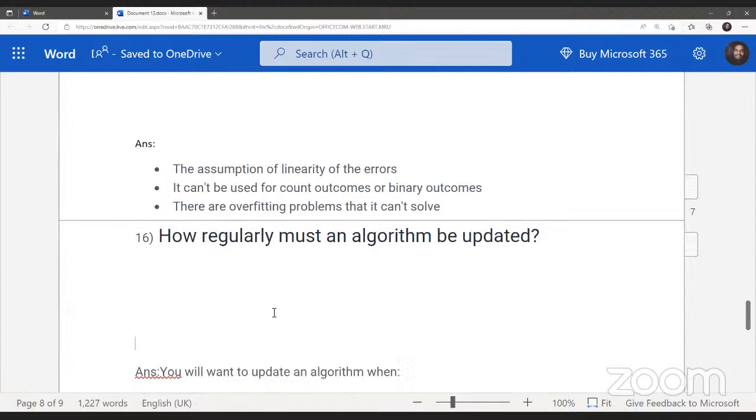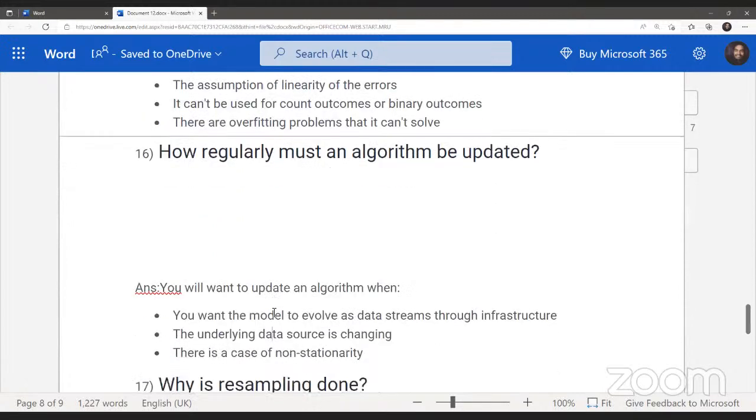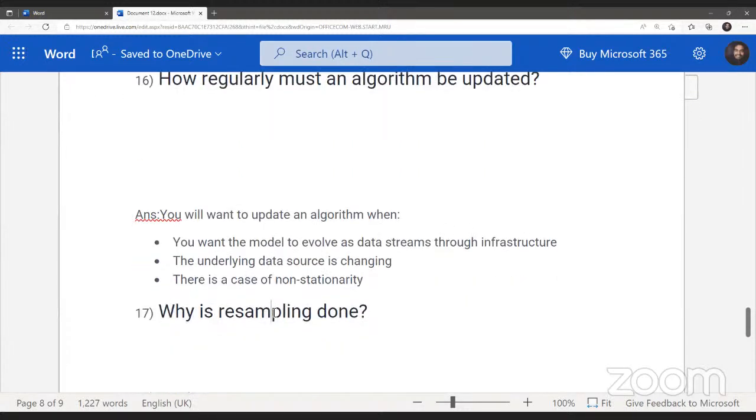As we look into this, you will want to update an algorithm when you want the model to evolve as a data stream through infrastructures, when the underlying data source is changing, and in cases of non-stationarity. In those cases you may update your algorithm. So as we jump into the next question, why is resampling done?